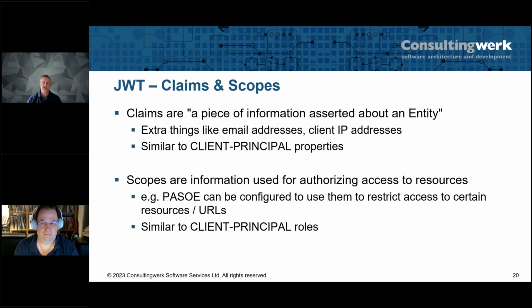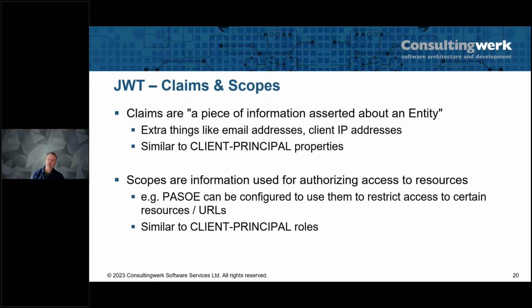So speaking of claims, claims and scopes are things that belong to JWTs. A claim is, and this is from one of the multiple specs, a piece of information asserted about an identity. So things like email addresses, usernames, client IP addresses. We'll see a little later how we can get some of these out of Azure Active Directory. But if you've worked with a client principal, there are properties associated with the client principal, and they are immutable pieces of information about that client principal.